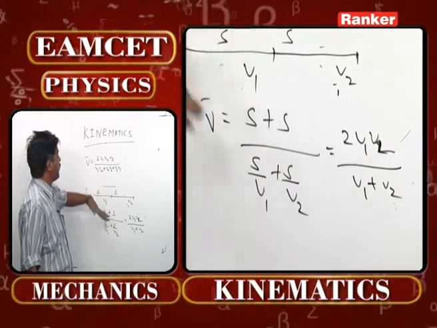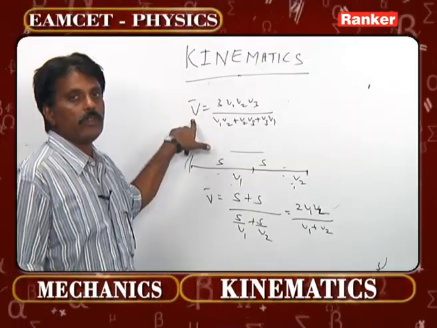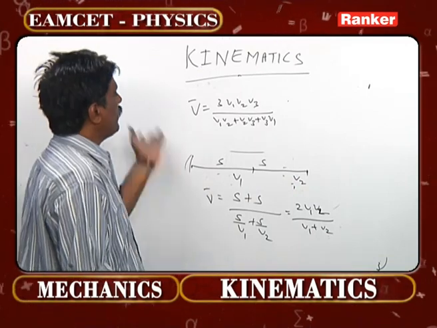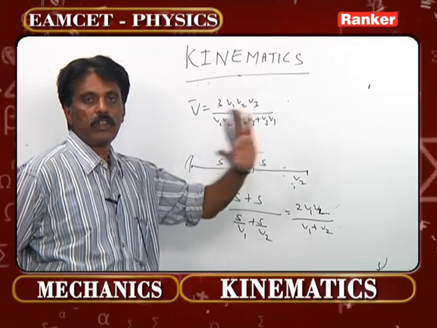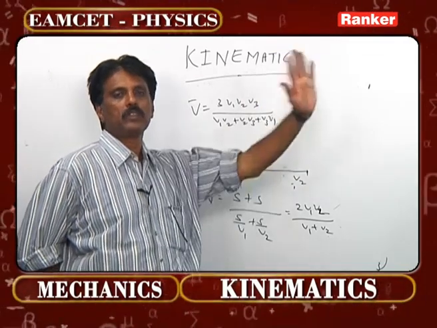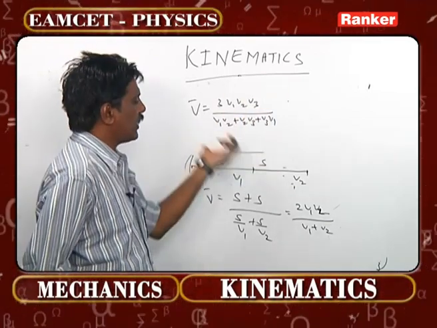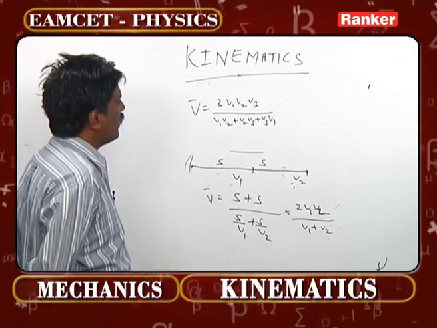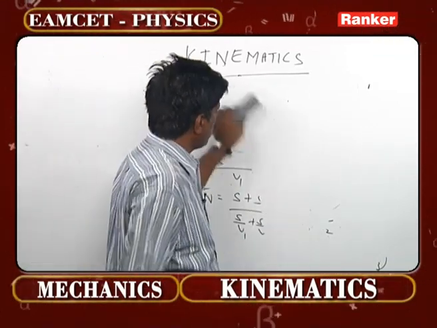If there are three intervals of equal displacements, then average velocity is equal to 3 V1 V2 V3 by this one. Even if four equal intervals of displacements are given, S with velocity V1, S with velocity V2, S with velocity V3, S with velocity V4, like that, you can always use the same method, total displacement by total time taken, you will get the average velocity, which is as simple as this.